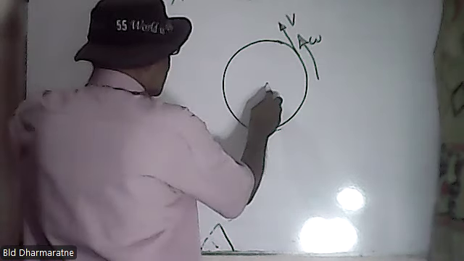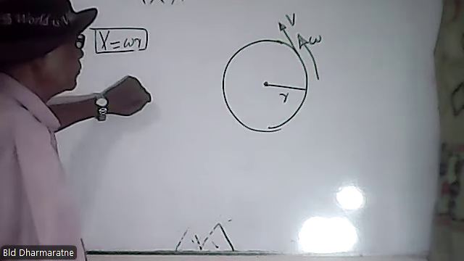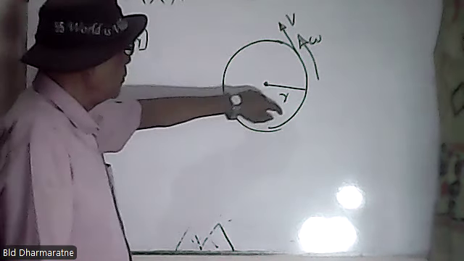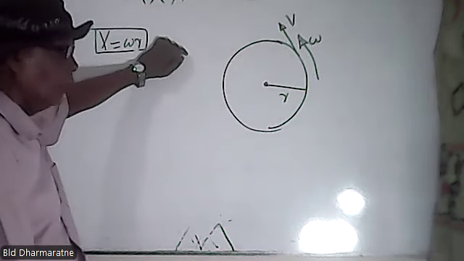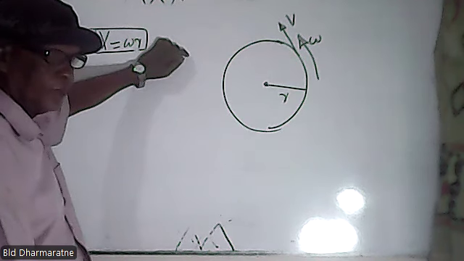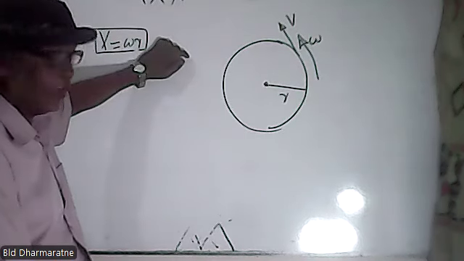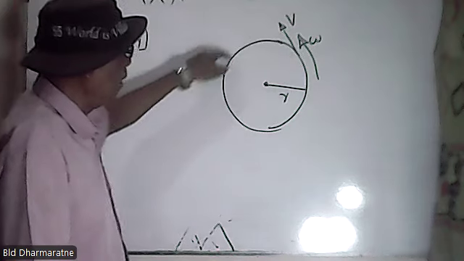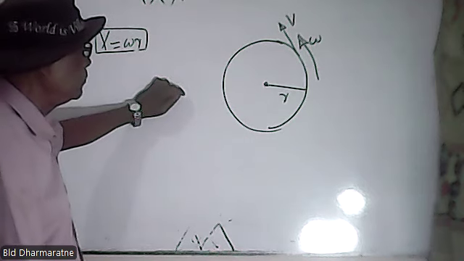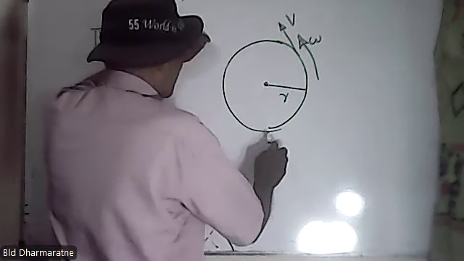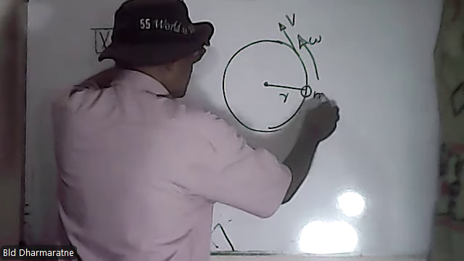R is the radius of the circle. The body is moving here with constant velocity or constant angular velocity. There is no change in the velocities, so there's no acceleration here to here. But here, we say there is a mass M, mass M here.